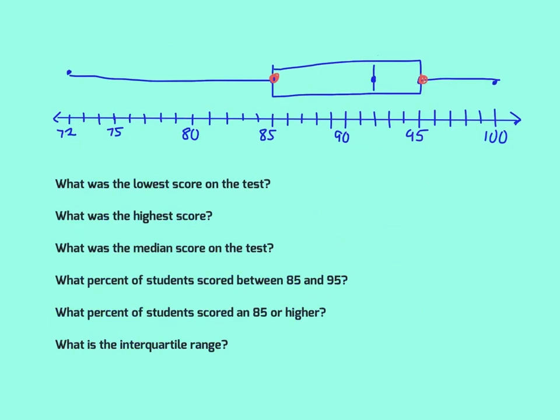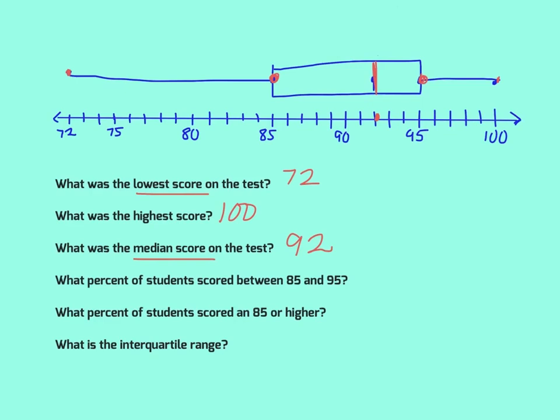You can tell a lot of information from a box plot. For example, the lowest score would be the number down here on the left, and of course the highest score would be your maximum up here, 100, the last dot on the right. The median score for the test is right here in the middle, and you can see that that was a 92. That means the middle score.